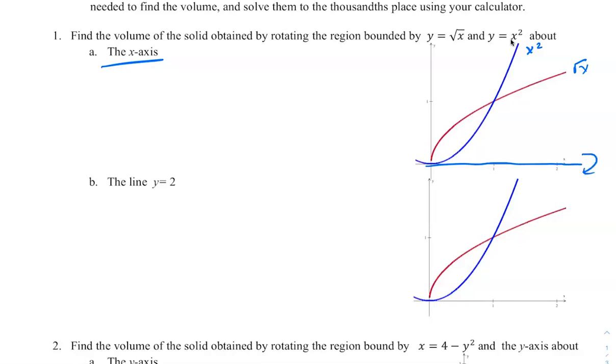So we're going like that. So that's a vertical one. That's normal. It's top minus bottom. We do need to find the intersection though. So that's going to be helpful. So let's set them equal to each other. x squared equals square root of x. And then we just solve it.